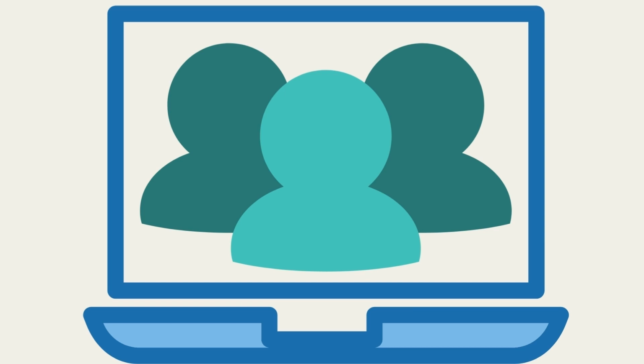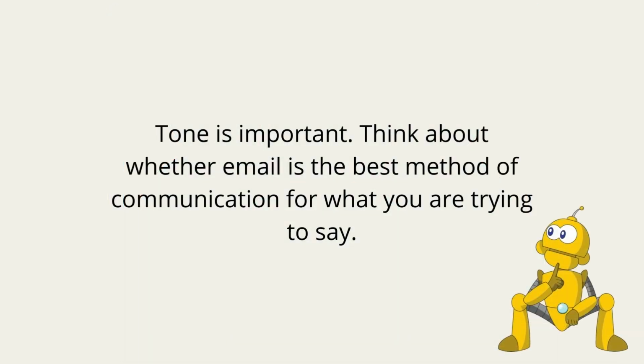For example, something that might sound like a joke in person when everyone's laughing together with open and relaxed body language can be interpreted as mean or hurtful if that person was only reading those same words on a page all by themselves. This is why it's important to be careful about the tone of your email. Emails are only one form of communication, so you want to think about whether it is the right platform to use for what you're trying to say.